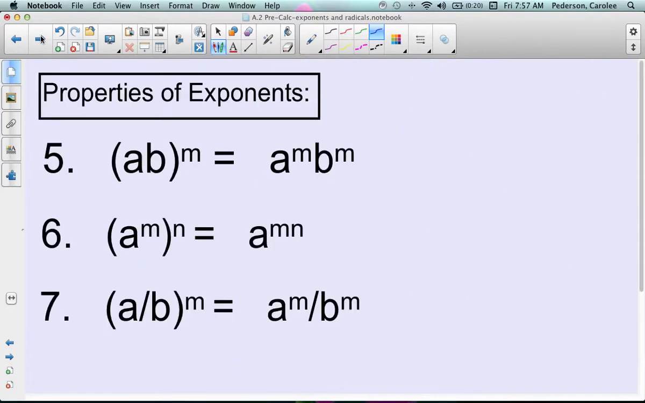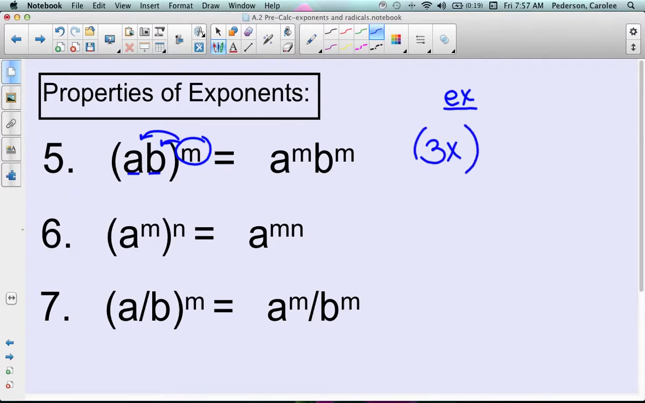The next set of properties, there's 3 more on this slide. What we have is 2 exponentials raised to the m power. What you can do is think of this as like the distributive property. They can distribute in. So you have a to the m and b to the m. An example might look something like this.